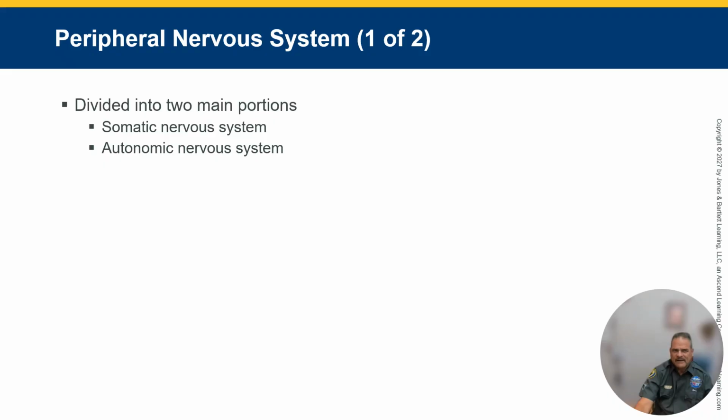The peripheral nervous system is divided into two portions, the somatic nervous system and the autonomic nervous system. The autonomic nervous system includes the sympathetic nervous system, fight or flight, okay? Then you have the parasympathetic nervous system, which returns the body back to a resting state. So sympathetic, fight or flight, okay?